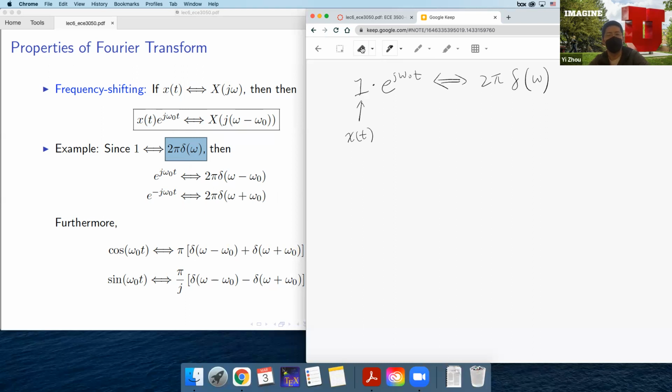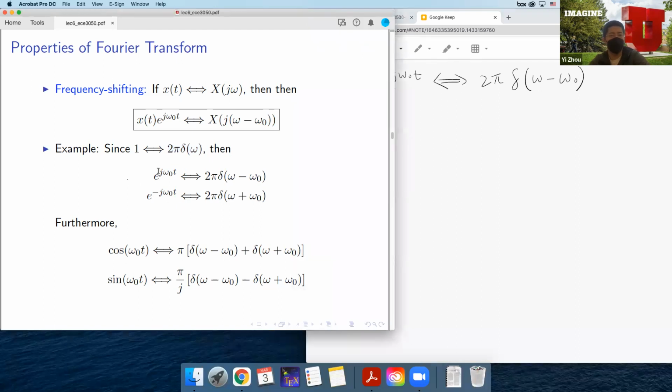So applying a frequency shifting, we have omega minus omega naught. Okay, so that's the idea. And on the other hand, if we do e to the power of negative j omega naught t, then this will result in a frequency shift to the left because of the negative sign.